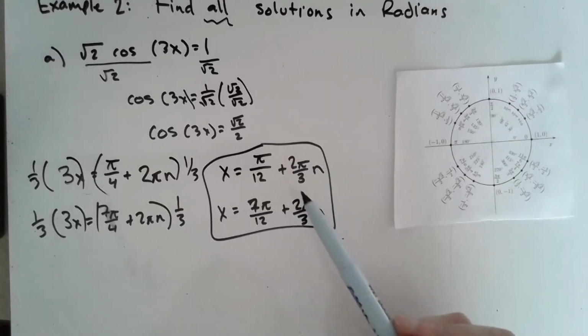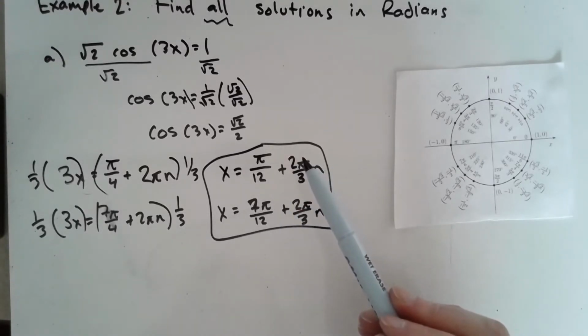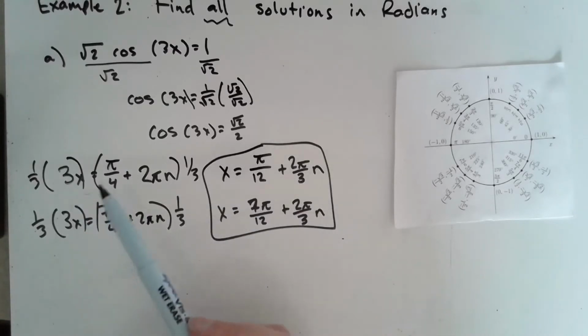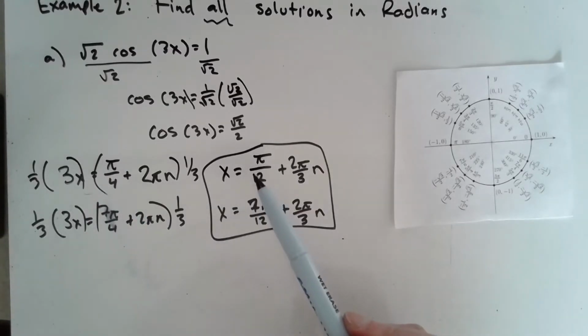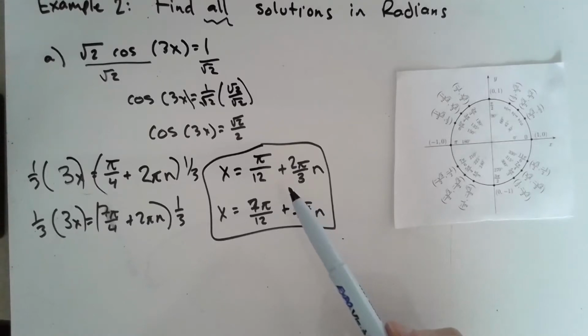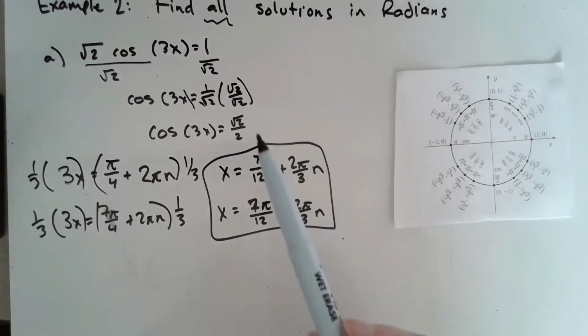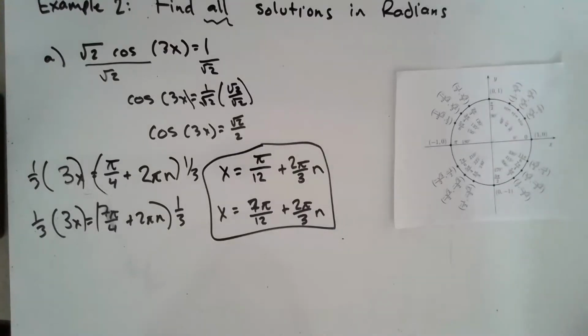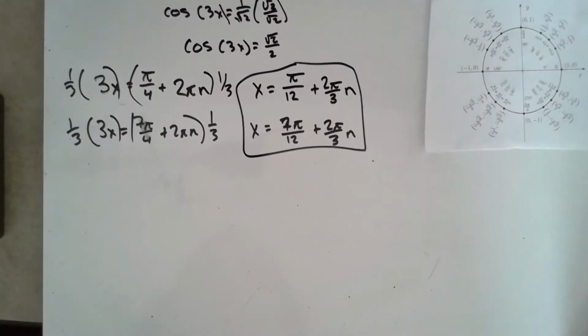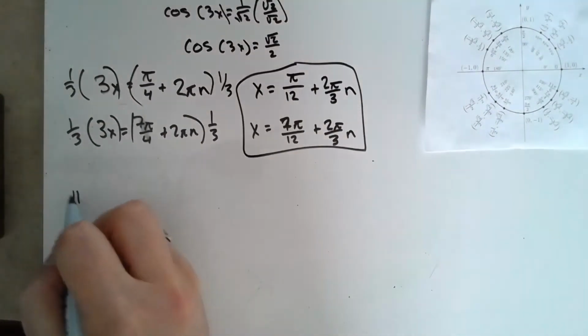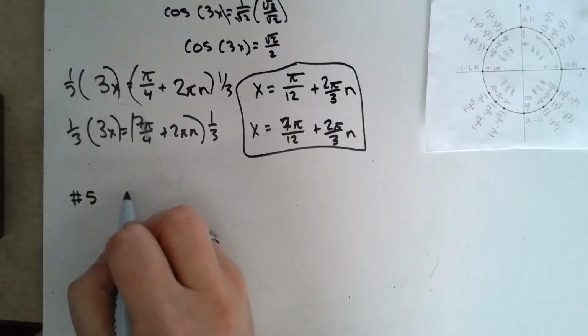If you notice, here's the period of 2 pi thirds, and by timesing by 3, this now became 1/12. If I was to actually find all of them between 0 and 2 pi, I should find 6 solutions. Because it asks for all solutions, we give the equation. Okay, let's do one from your assignment. Let's do number 5. So this is number 5 from your assignment.